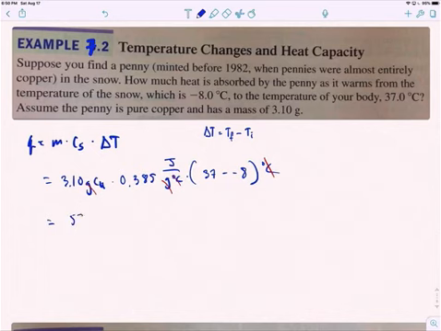53.7 joules. Okay. So a couple of things with heat capacity. When you look things up, you might see different units. One of the units you'll see might say 0.385 joules per gram Kelvin.